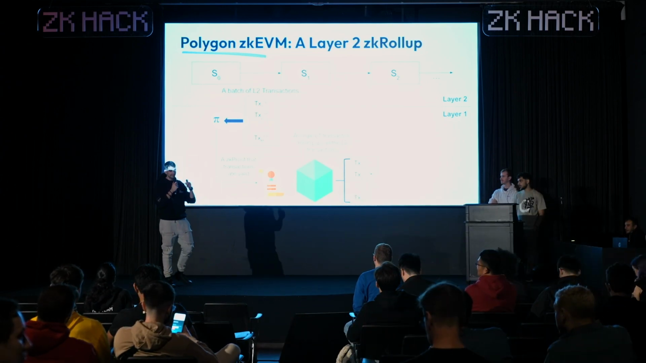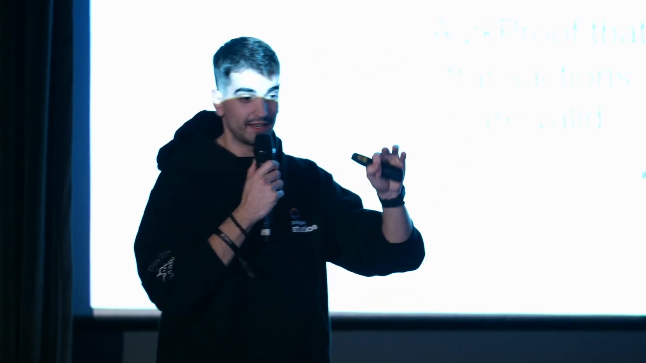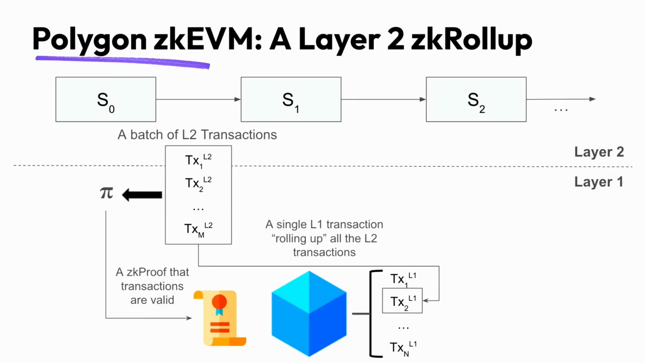The second word is rollup, and a rollup is very simple. It simply means that instead of sending all the transactions that we receive to Ethereum directly, we roll them up into a single transaction, and that single transaction is the one that we include in layer 1. So we are paying for a huge number of transactions what a normal user would pay for a single transaction. That's what a rollup is.